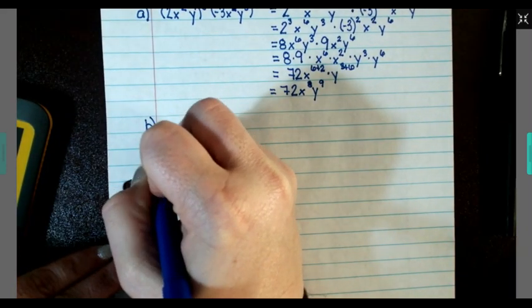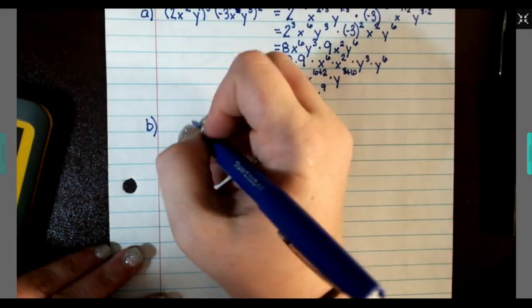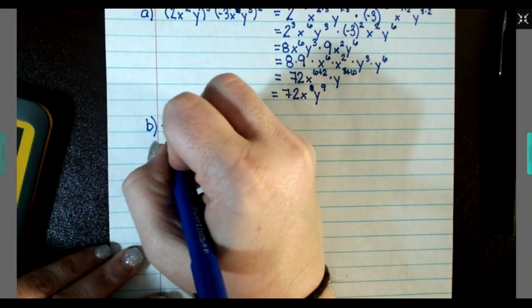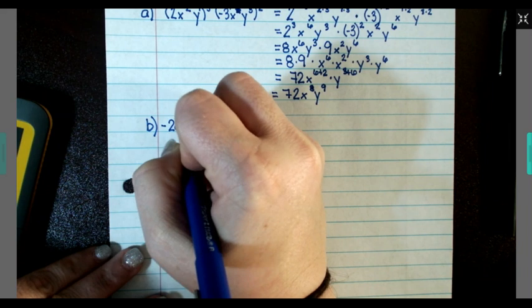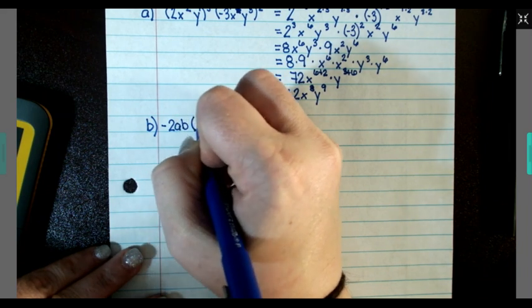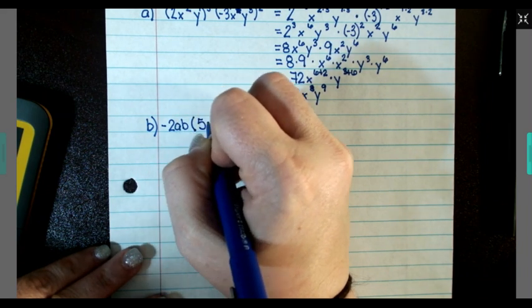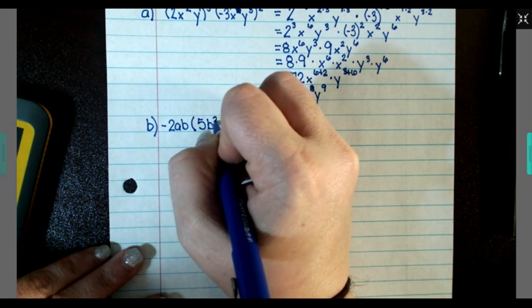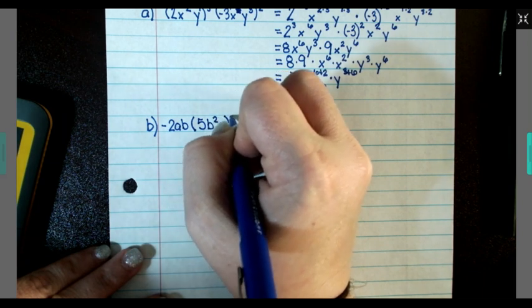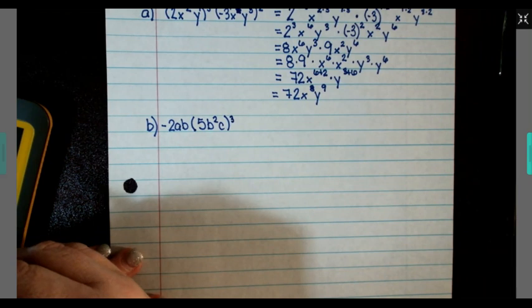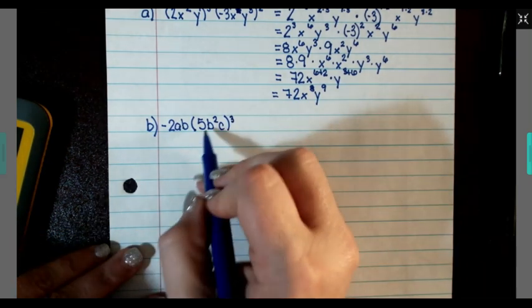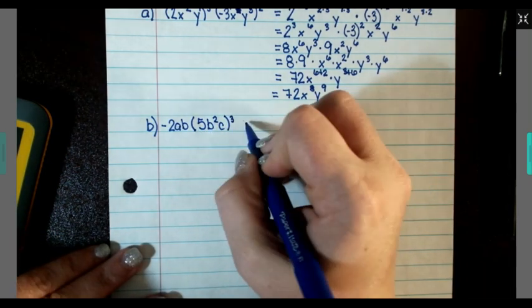B. B says negative 2ab, parentheses, 5b squared c to the 3. Okay? So all of this is being raised to the third power, right?